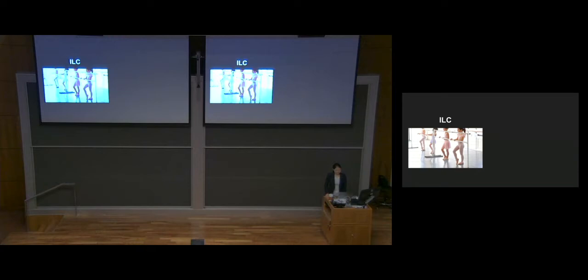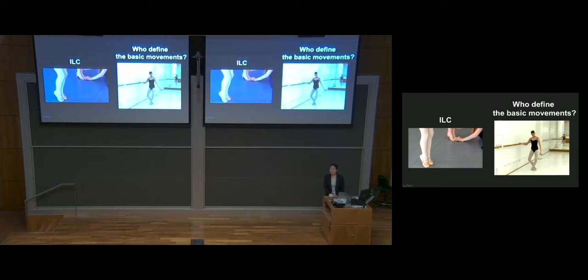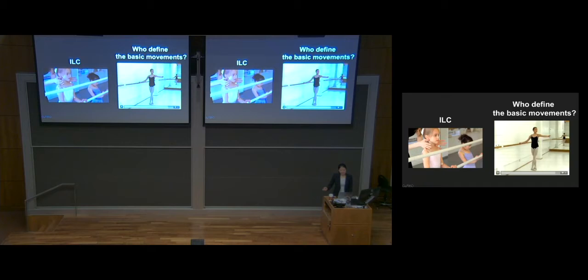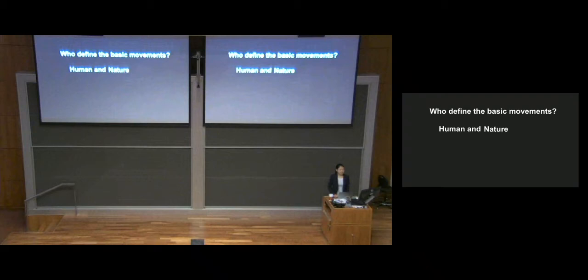Now we can use ILC to learn a predefined trajectory, to learn some basic movements. The question is, who defined those basic movements? For the basic movements from ballet, they were defined by the French court, and they represented their aesthetic taste. What about other basic movements for other motor skills? For example, how about the gaits for locomotion? Who defined those gaits? Humans and nature define those gaits.